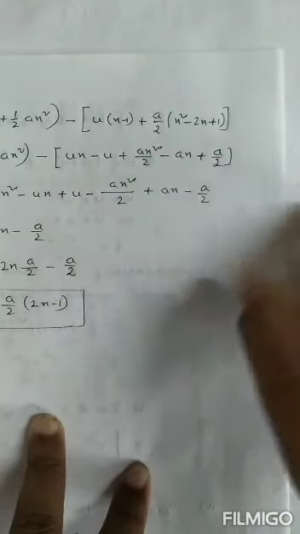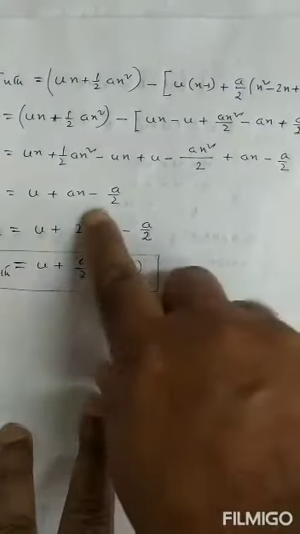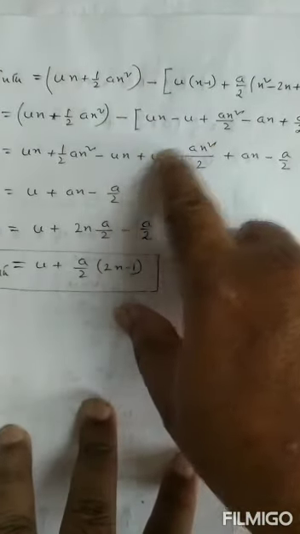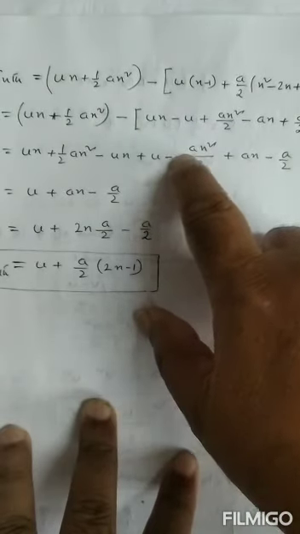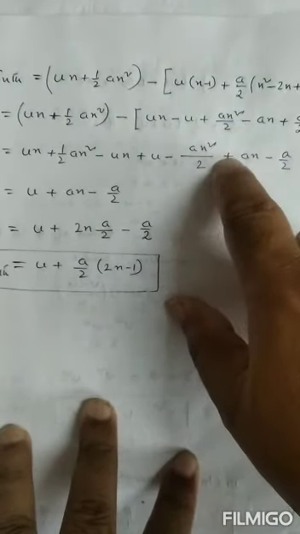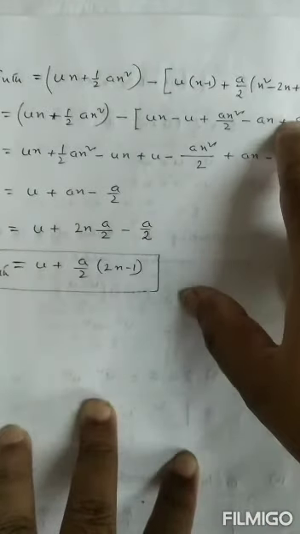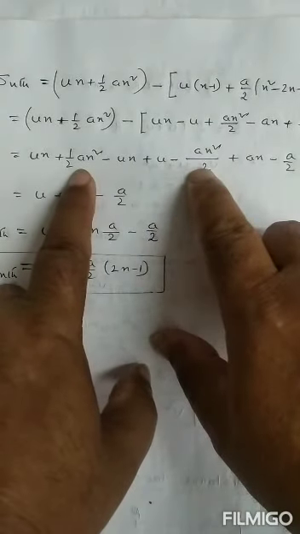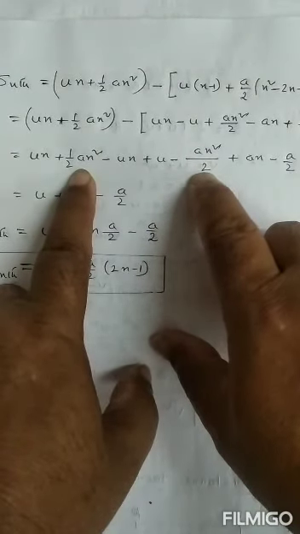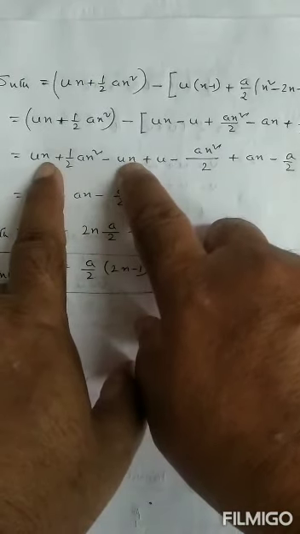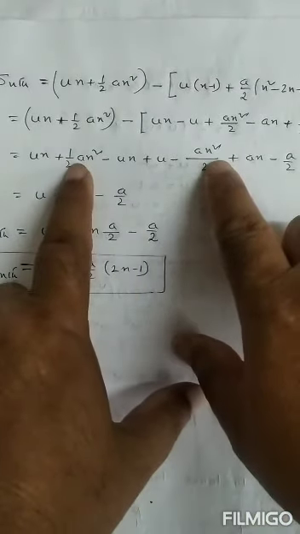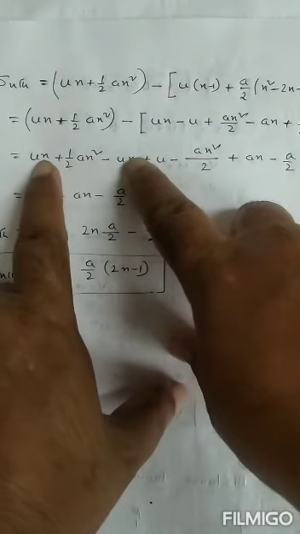Now I remove this bracket and I will get this. This minus becomes plus, this plus becomes minus, and this minus becomes plus. Why? Because the minus is outside the bracket, so the plus becomes minus. Now you see these two get cancelled: half an square and minus half an square. un minus un, these two get cancelled. Okay? So what are the remaining?